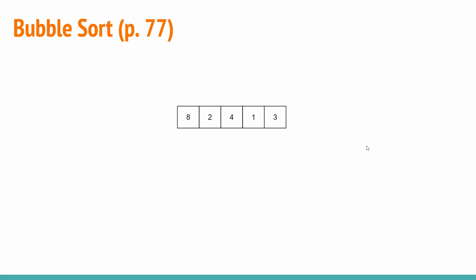Count with me, and at the end of it, I want you guys to tell me how many comparisons we did. Remember, the blue line is a comparison. So count them with me. We've got comparison, swap, comparison, swap, comparison, swap, comparison, swap. So that was one pass, guys. How many comparisons did I do there?